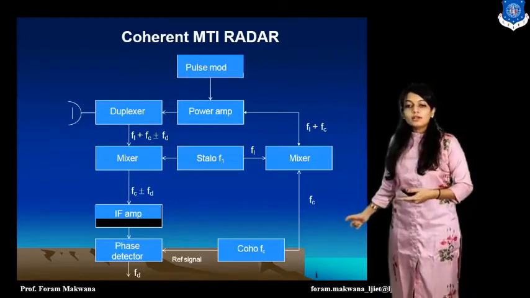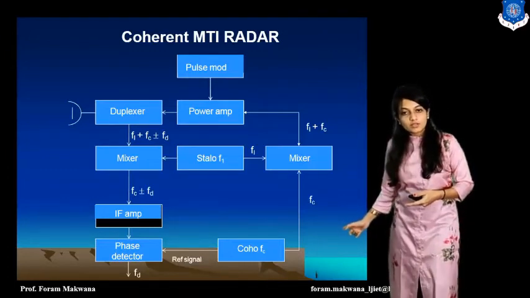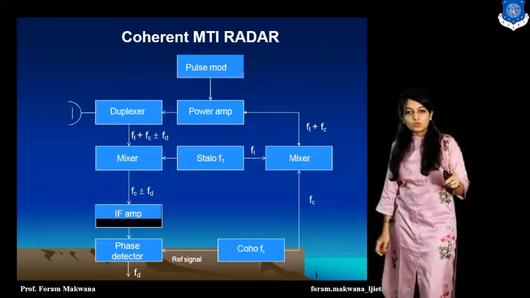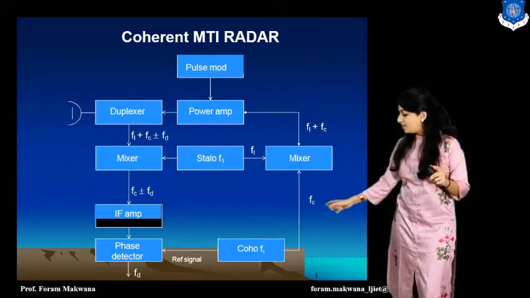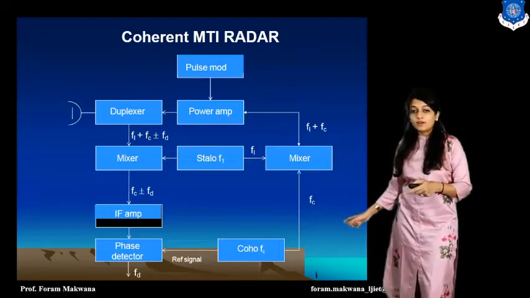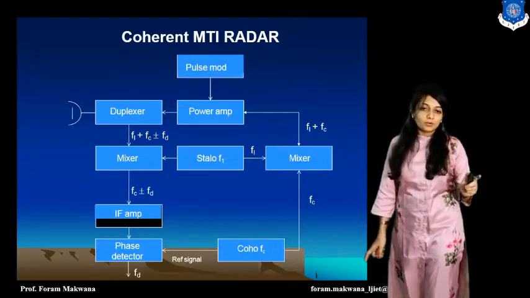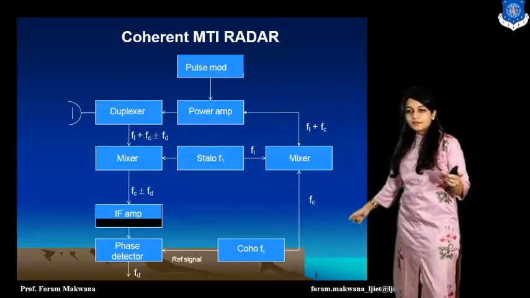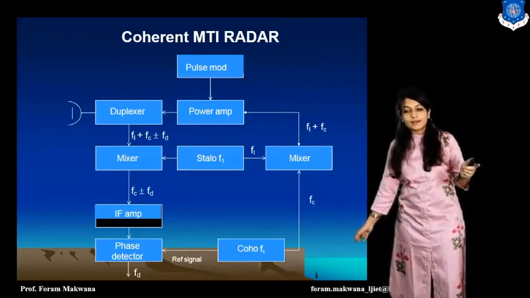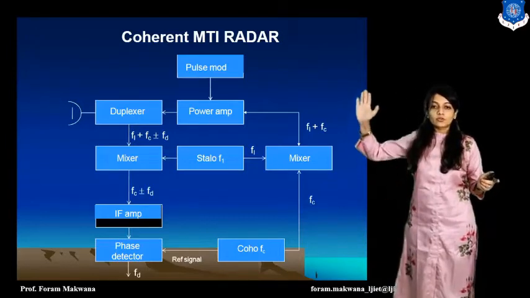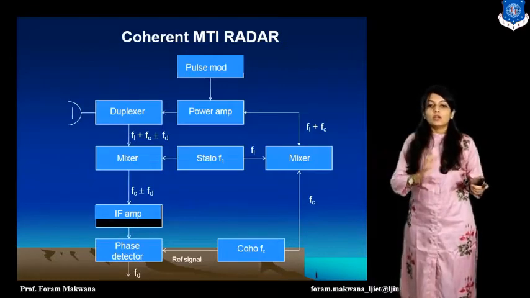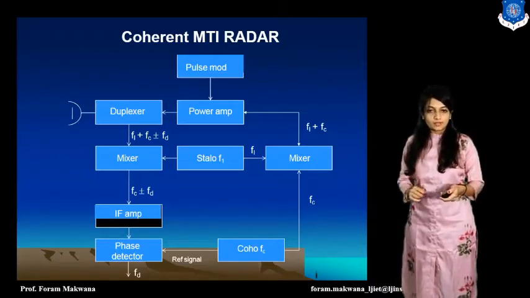The coherent oscillator frequency FC is applied to the phase detector for reference only. We need to nullify the FC because our concern is to identify the FD, the Doppler frequency. So we are getting it after the output of the phase detector, it is the FD. With the help of this coherent MTI radar, we are able to identify whether the target is moving or not based on the Doppler shift frequency.